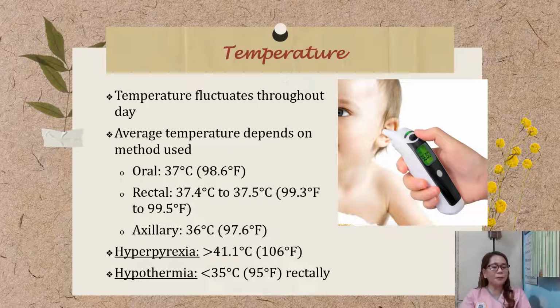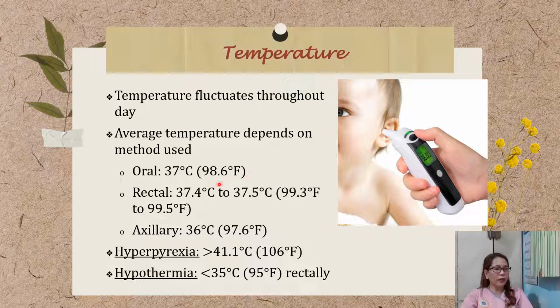The tympanic membrane is usually supplied with blood vessels, the same blood vessels that supply the hypothalamus. We know that the hypothalamus is the body's thermoregulatory center, or your hypothalamus regulates your body temperature. Remember also that the temperature fluctuates throughout the day, depending on the climate. So, the average temperature depends on the method used.